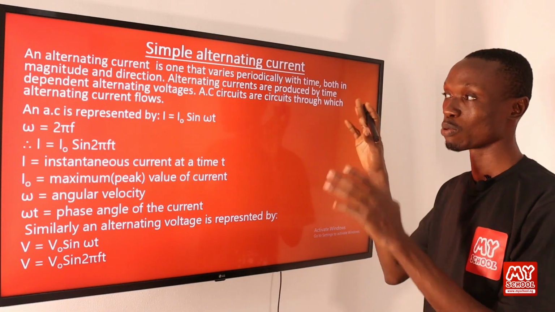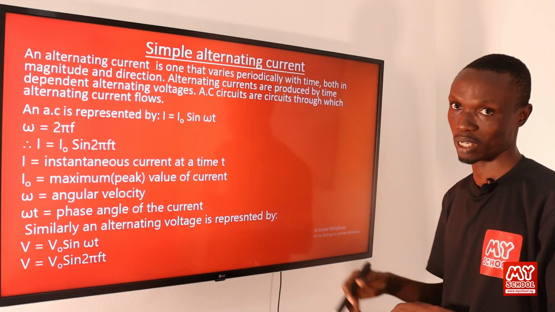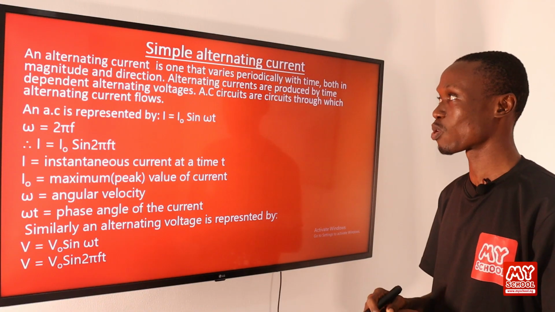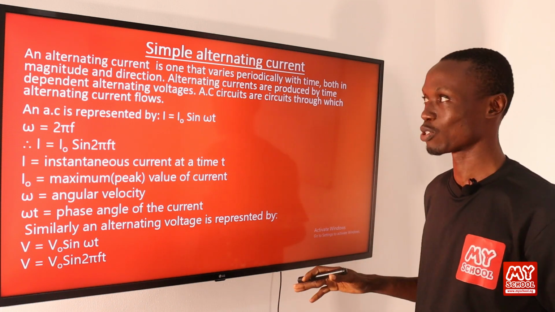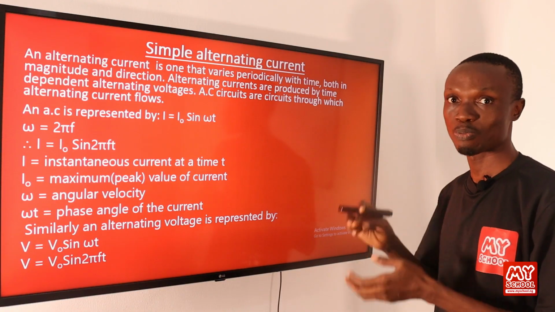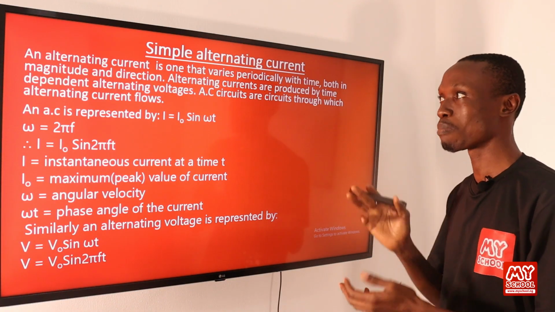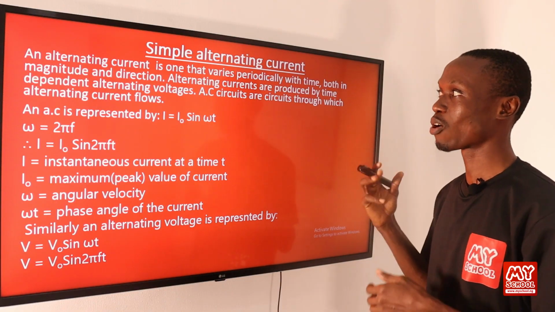Basically here we are going to be looking at the meaning of simple alternating current. Simple alternating current is one that varies periodically with time, both in magnitude and direction. So it's as simple as that. A current that varies periodically with time in both magnitude and direction is what's referred to as alternating current.